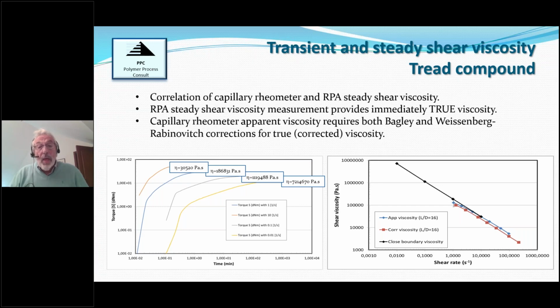And we can see that we have an extremely good correlation between the capillary and the steady shear viscosity on the RPA. One thing, there is a slight difference between the corrected viscosity and the apparent viscosity. So there is still a little bit of improvement to be achieved.